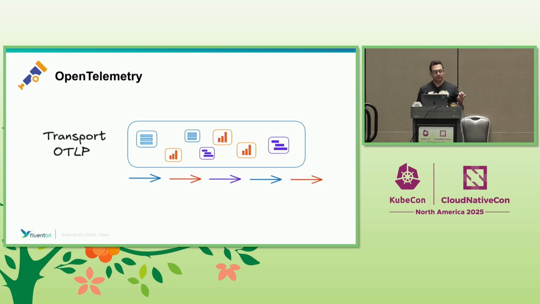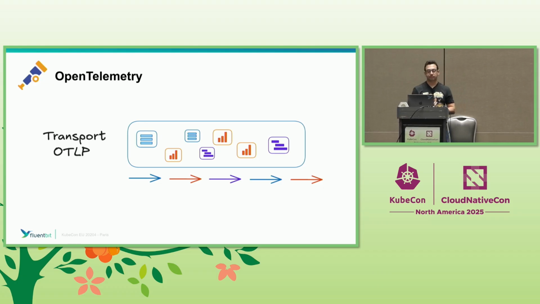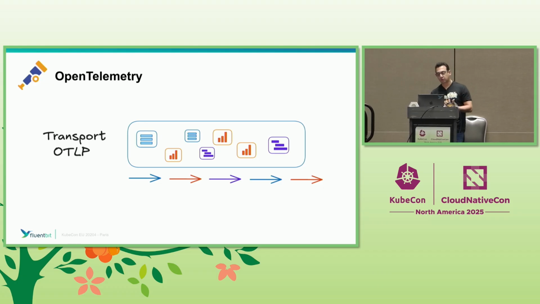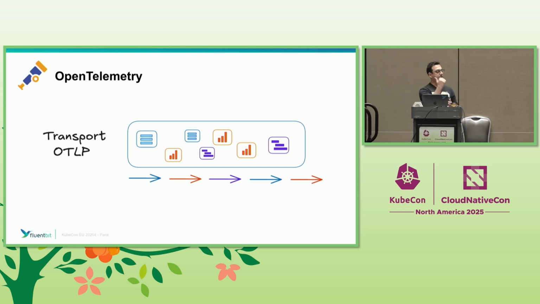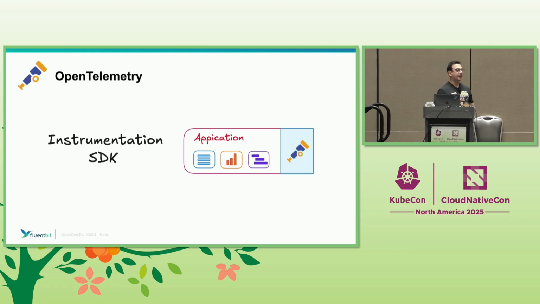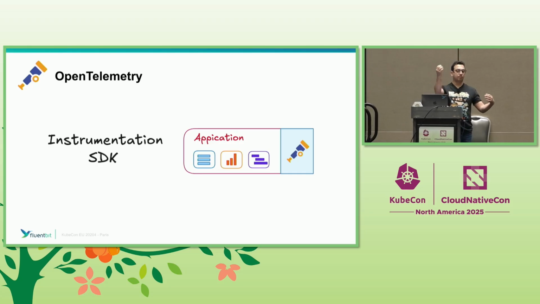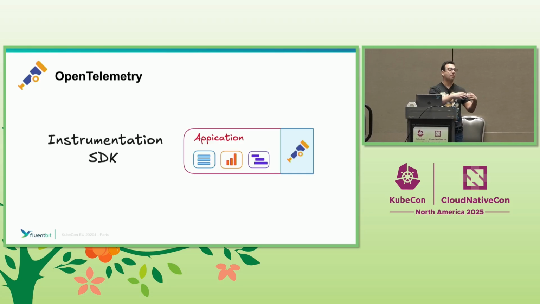When the applications package this data in the schema, they use what we call the OTLP protocol, which is based on HTTP or HTTP2 in protobuf, and send this over the network. And in order to do that, the applications get instrumented with the OTel SDKs. So you take your application, you implement the OpenTelemetry SDK, so your application now can send OTel data.